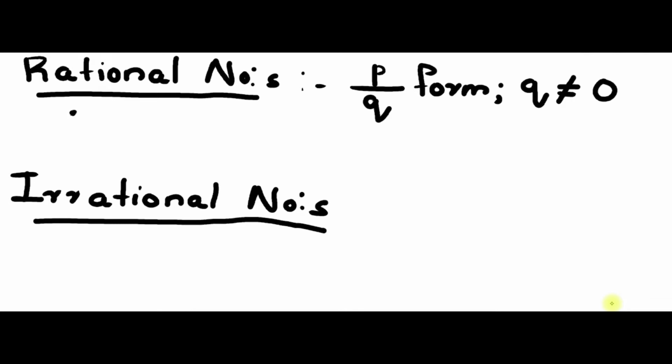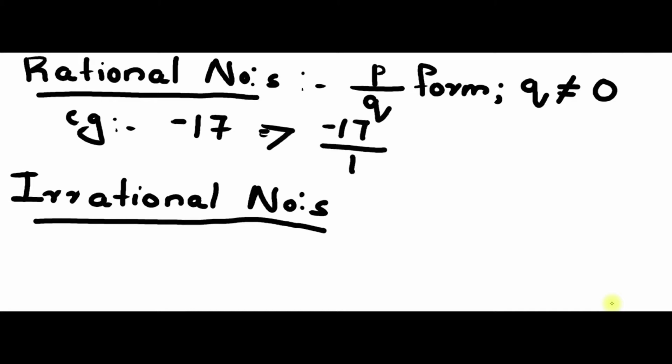For example, you can see minus 17. This minus 17 can be expressed as minus 17 divided by 1. So p will have the value minus 17 and q will have the value 1. Any number which can be expressed in the form p by q can be classified as a rational number. Then what about irrational numbers? Irrational numbers cannot be expressed in the form p by q.